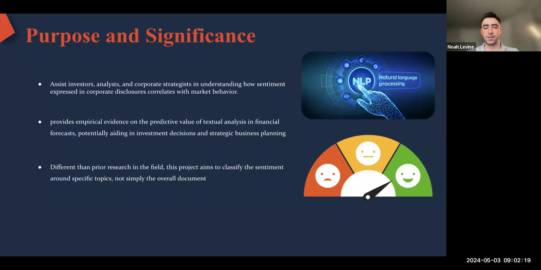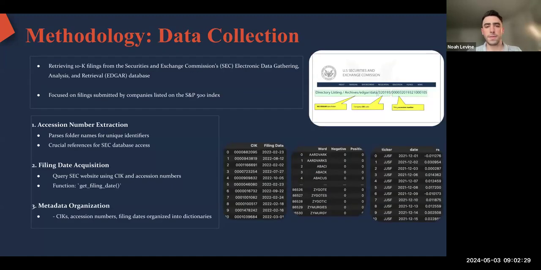And again, it's different than prior research because it not only includes how the sentiment is throughout the entire 10K, but it also includes certain subjects. So the data collection was very different. We had to go in through the SEC website, and we had to parse through each of these HTML links to get the CIK and the accession number. From there, we were able to get the date of the filing.